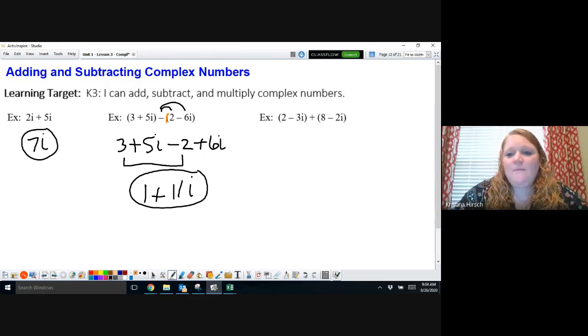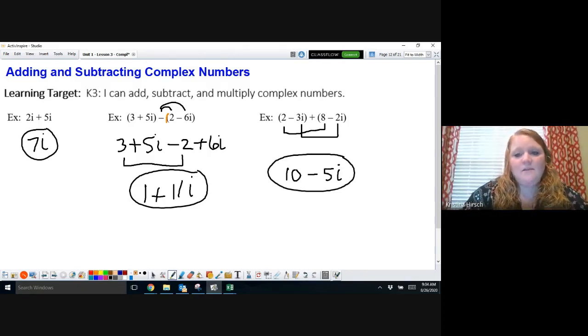All right, so example 3, it's addition, so we can just go ahead and combine our like terms. We don't have to worry about distributing, because if you distribute a positive, it doesn't alter your signs any. So 2 plus 8 is 10, and then a negative 3i and a minus 2i make a minus 5i.